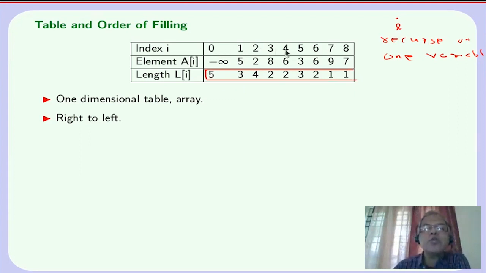This is the index 1, 2, 3, 4, 5, 6, 7, 8. These are the elements in the input table. This is input. This is the subproblem solution table. We have artificially inserted this minus infinity so that it is enough to find out L of 0.